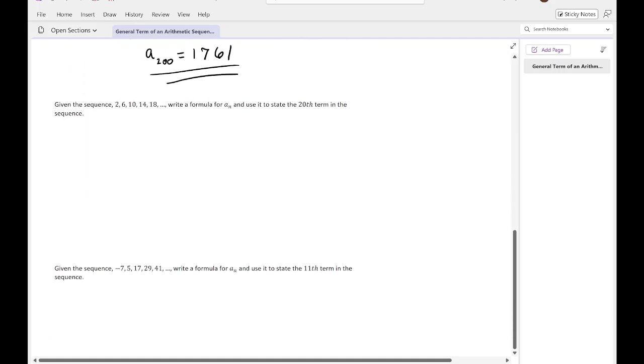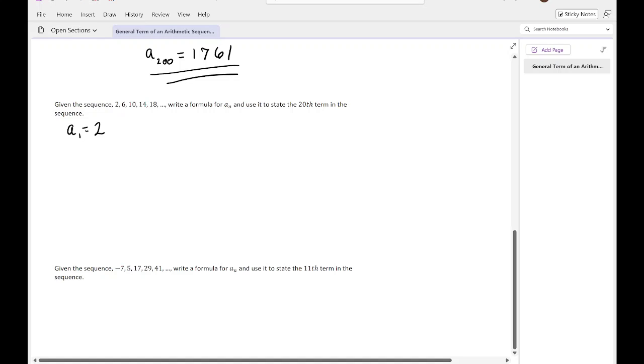Now if we switch it up a little bit, we're given the sequence 2, 6, 10, 14, 18, and so on and so on. We're going to write a formula a sub n and use it to state the 20th term in the sequence. So first off, we know our first term, a1, is 2. Now we need to find the common difference.